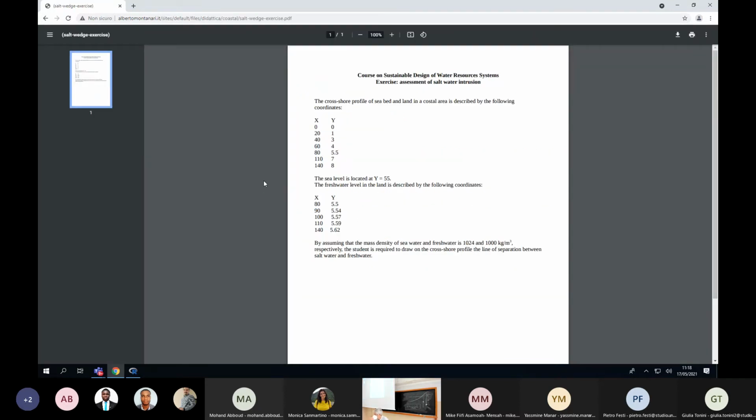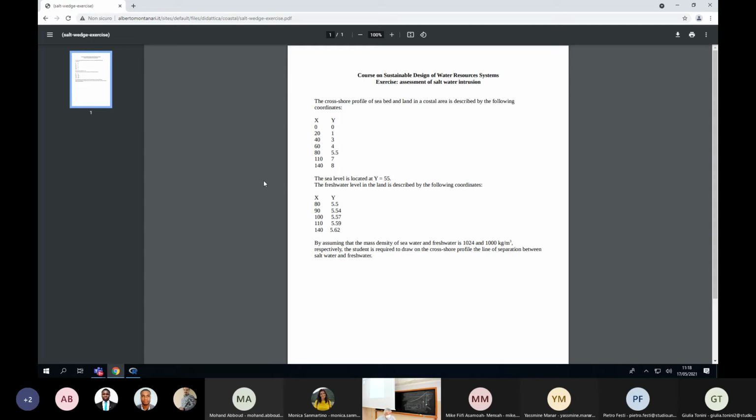It gives the coordinates of a cross-shore profile of seabed and land. What does it mean, cross-shore? It means that it's the profile of the land that goes in the direction from the sea to the land. It is crossing the shore. So this is why it's called cross-shore profile.